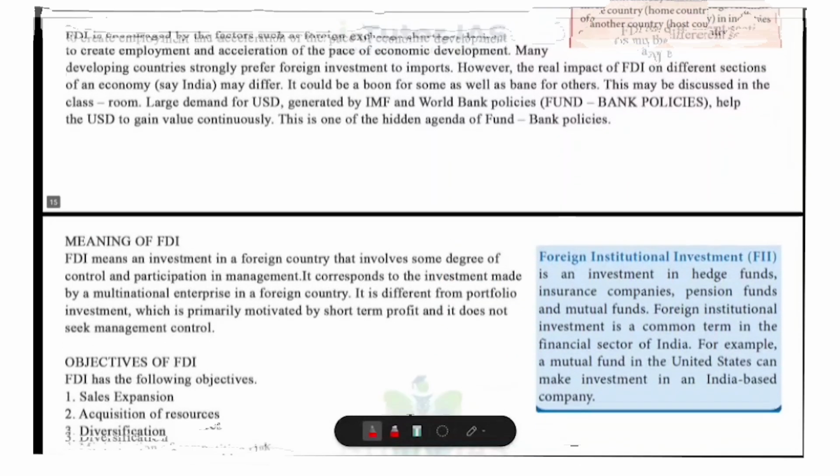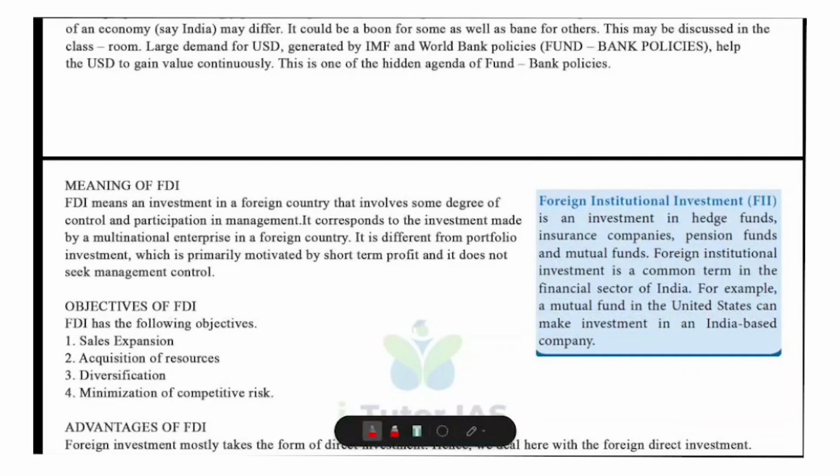So what is FDI? FDI is when citizens or the government of one country, called the home country, invest in a business, industry or projects in another country, called the host country. For example, a Japanese car company opening a factory in India is a foreign direct investment.